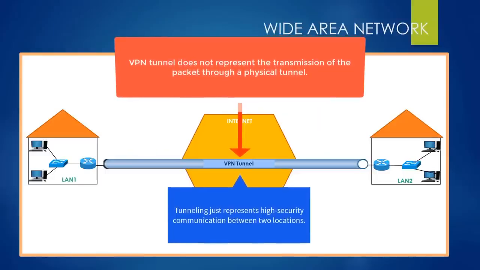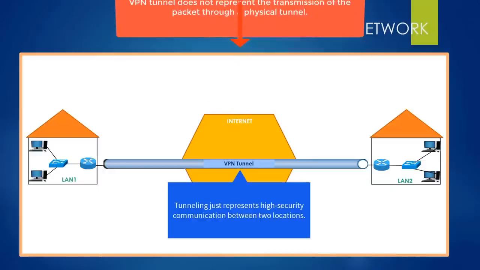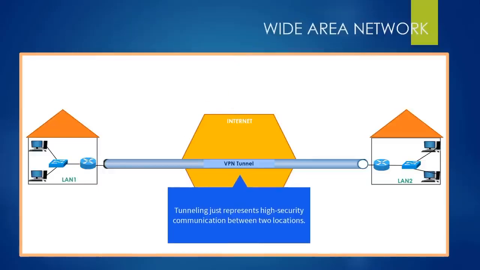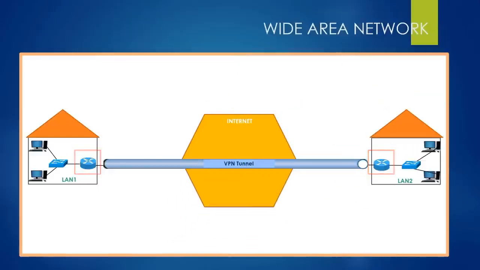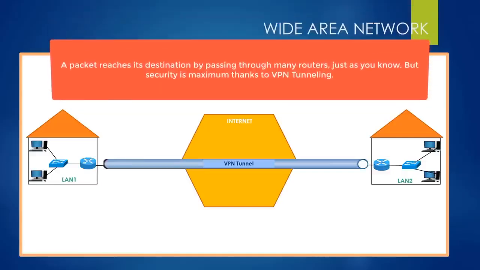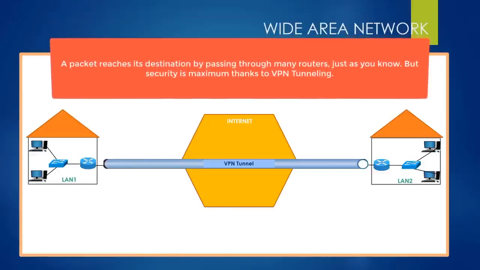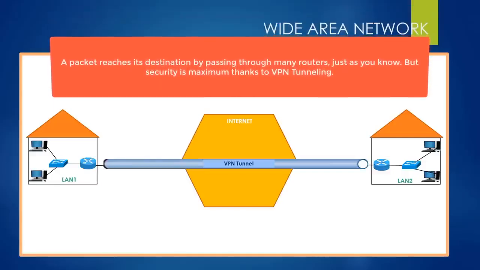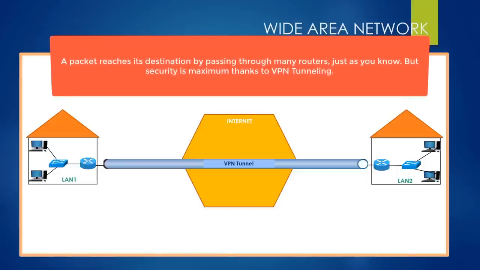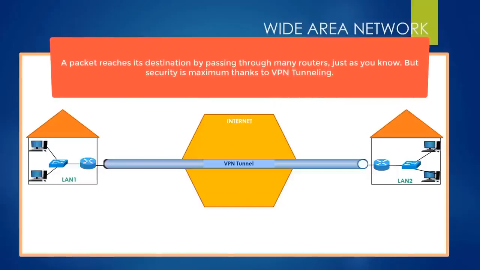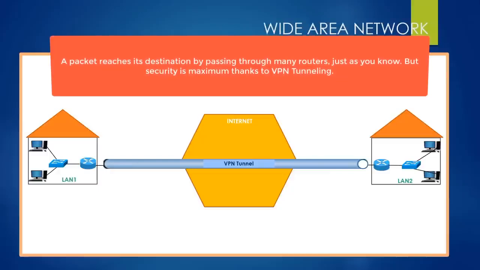You can think of it in this way. This tunnel visual just stands for the high security for the connection between these routers. It's that simple. By the way, of course, the packet will pass through many routers on the internet in order to reach its destination, just as you have learned before. However, since VPN uses tunneling, it will be almost impossible to interfere with this packet from the outside.